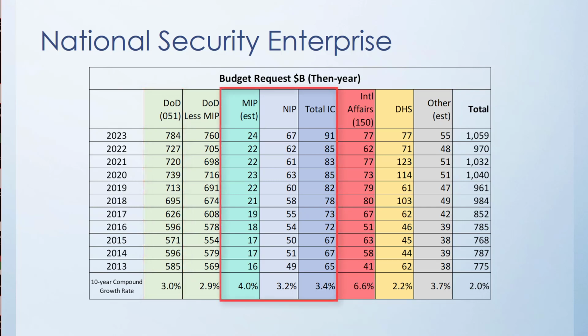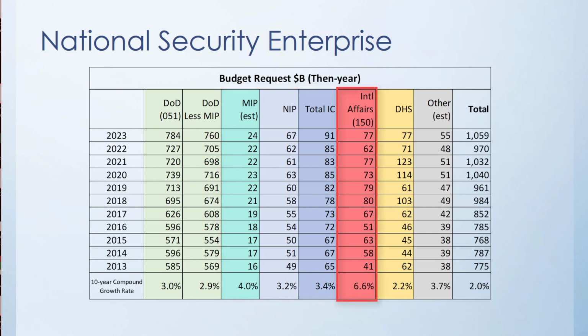The next four columns actually deal with the intelligence community, which is broken into two pieces. The green column, the MIP, is the military intelligence program, which I have subtracted out from the DoD column. And then there is the NIP, which are the non-DoD elements of our national intelligence program, such as the CIA. Total IC, total intelligence community, is the sum of the MIP and the NIP. And we see that that's grown from about $65 billion in 2013 to $90 billion in 2023, about a 3.5% per year growth rate.